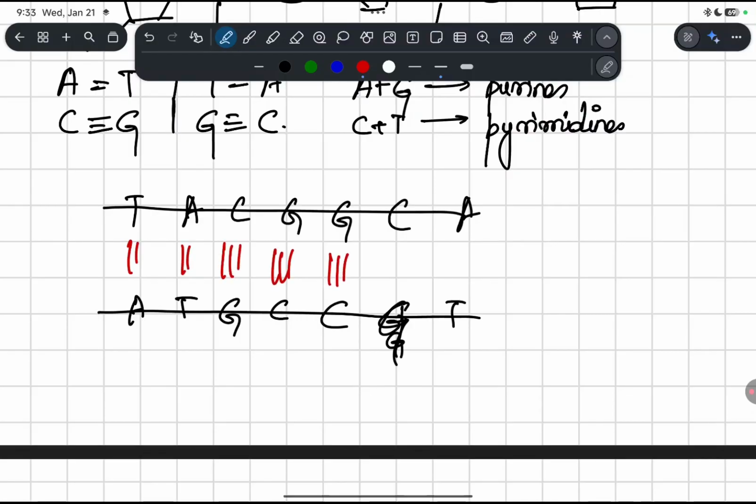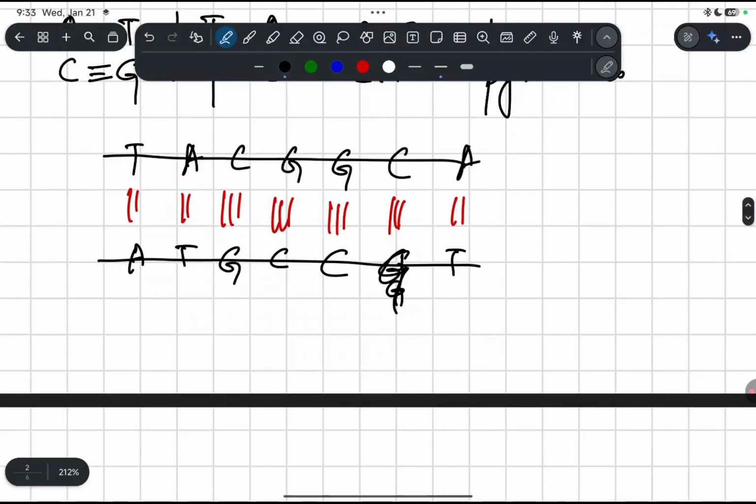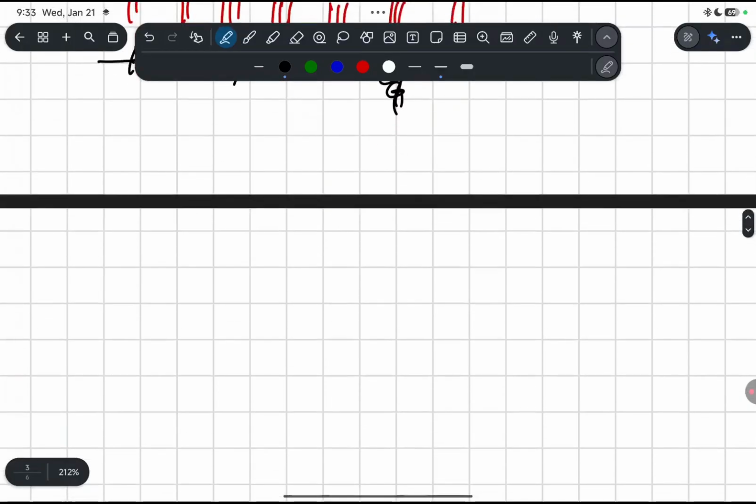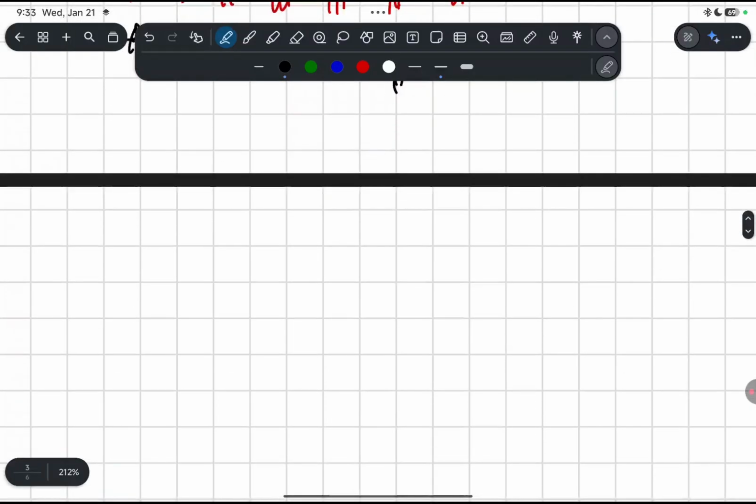Similarly here, triple bond, triple bond, triple bond, double bond. So why am I showing you these? Because DNA is known as the, what should I call it, it stores all information, and it controls the overall functioning of a cell. That is because, suppose, how is protein made?